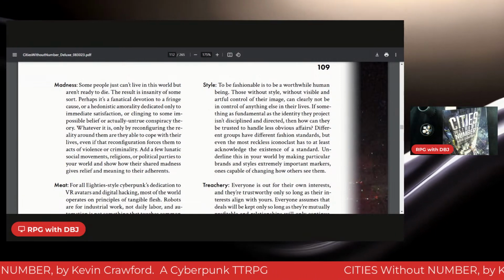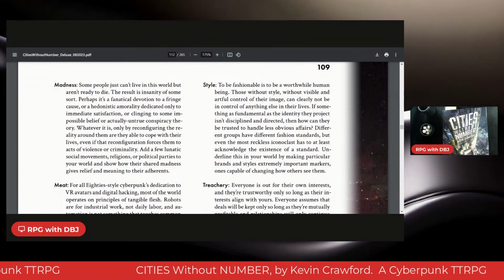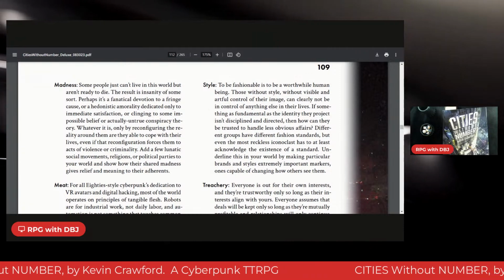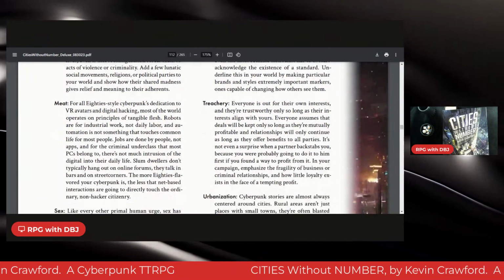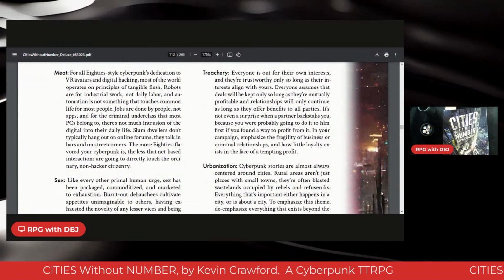To be fashionable is to be a worthwhile human being. Those without style, without visible and artful control of their image, can clearly not be in control of anything else in their lives. Meat and treachery. I like how it's just titled meat.